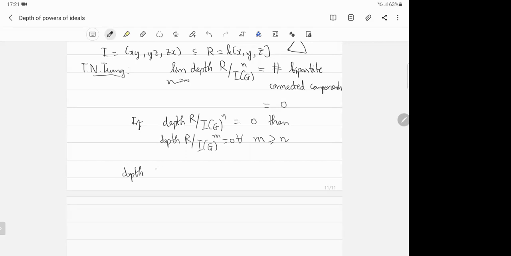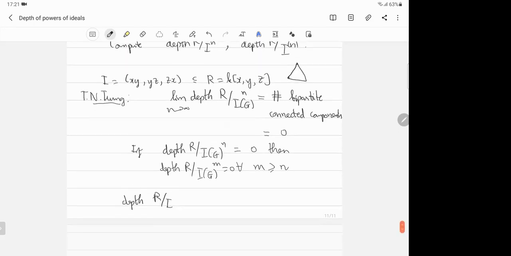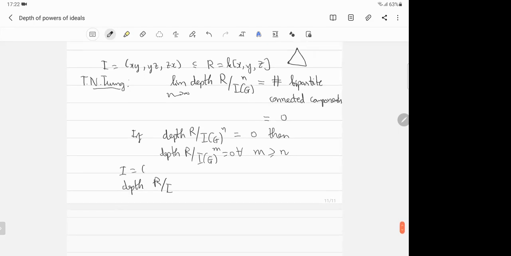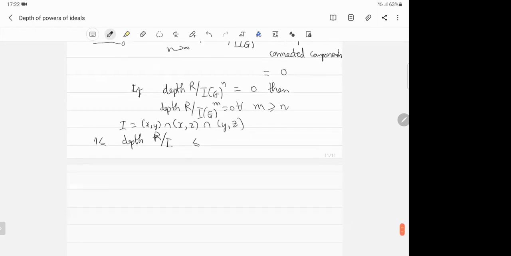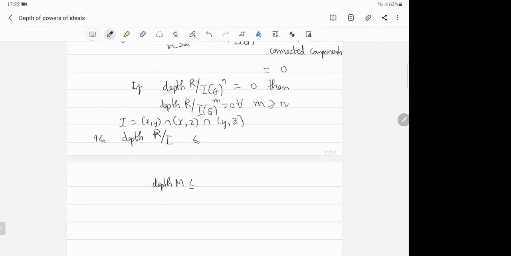So first, if you compute depth of R mod I, then what will you get? You see from the primary decomposition, you know that I has this primary decomposition. So from this you see that the depth is at least 1, because m does not belong to the associated primes. But you also know that depth of M is at most the dimension of M, or even at most the dimension of R mod an associated prime. In this case, the dimension for everything in the associated primes of I is 1. So this is at most 1. So this tells you that the depth of R mod I is 1.